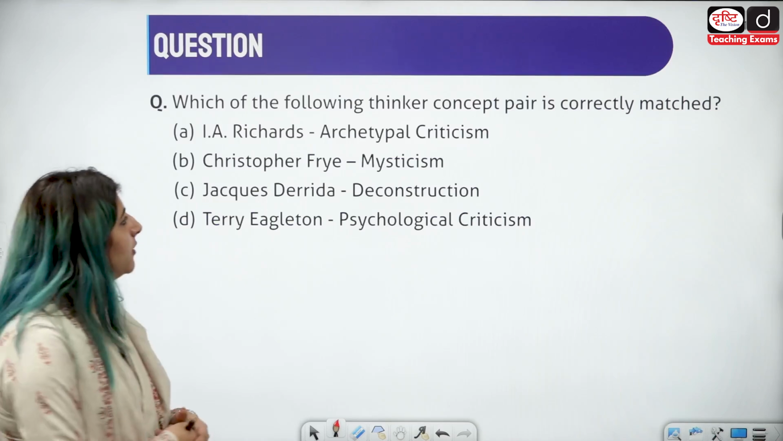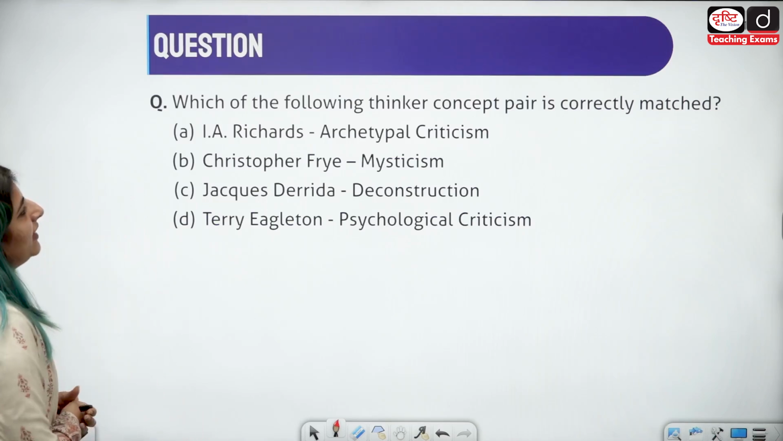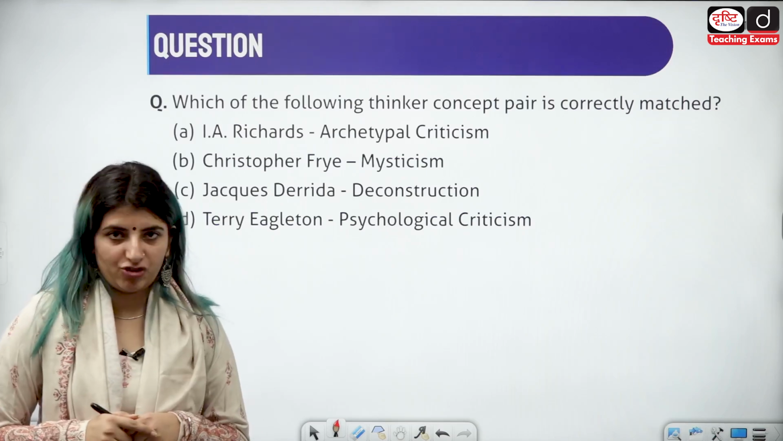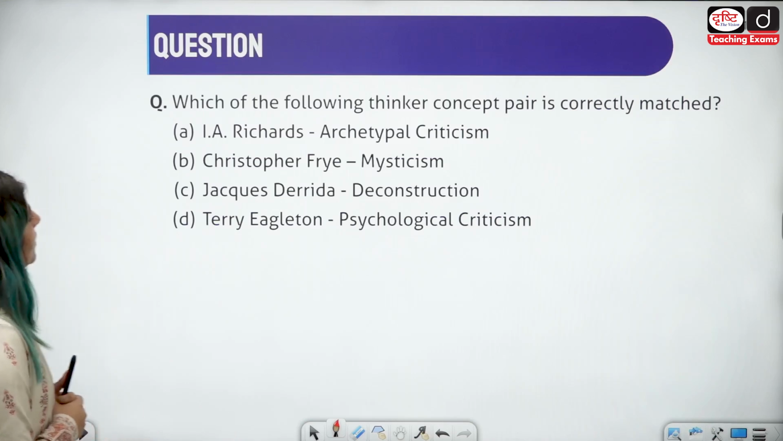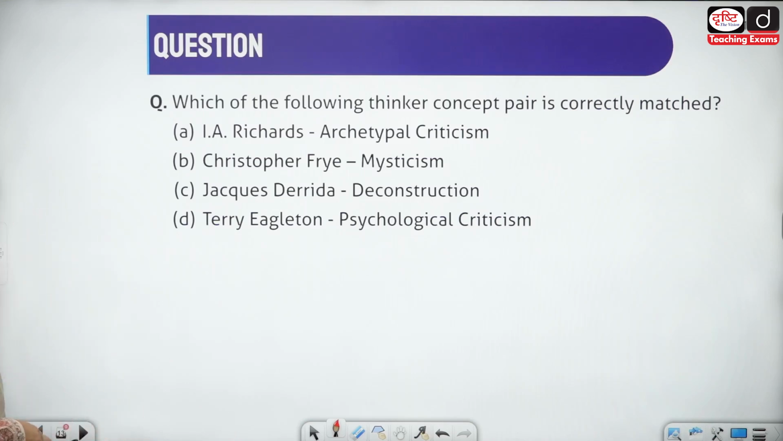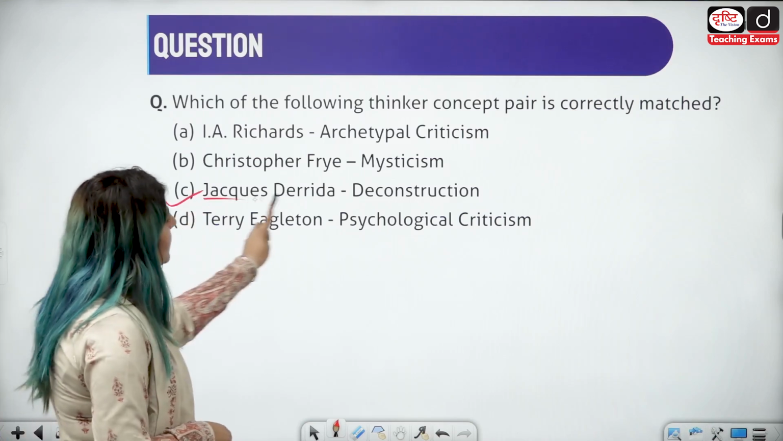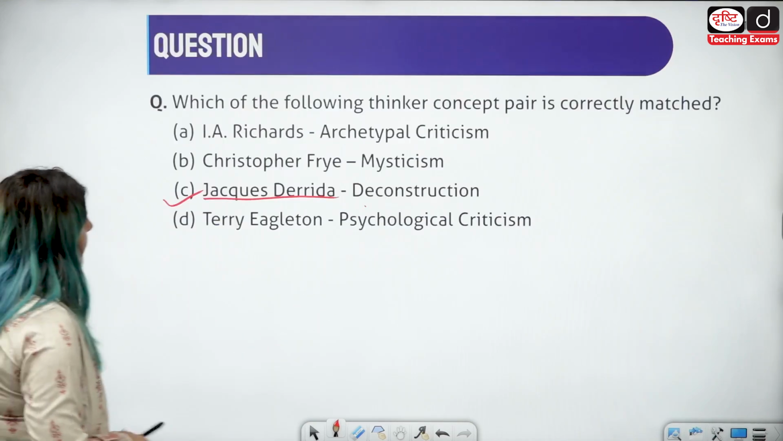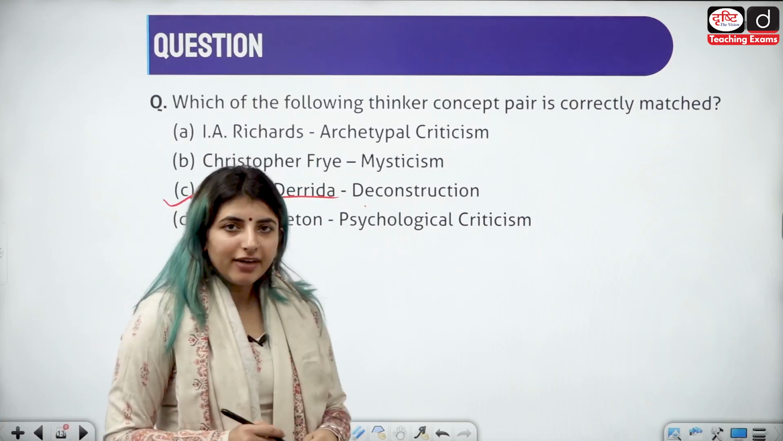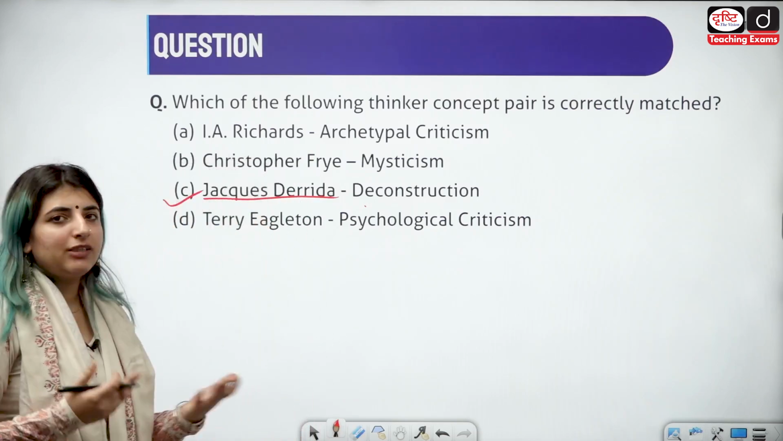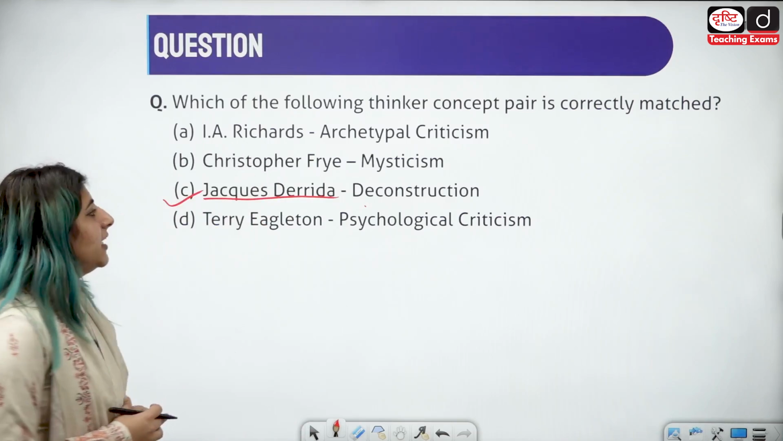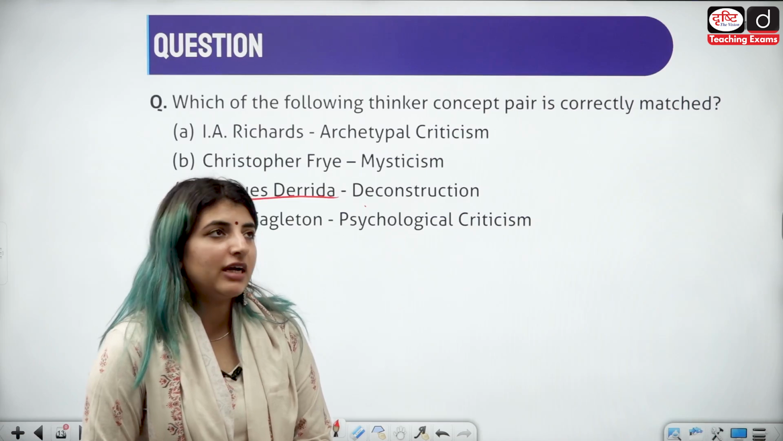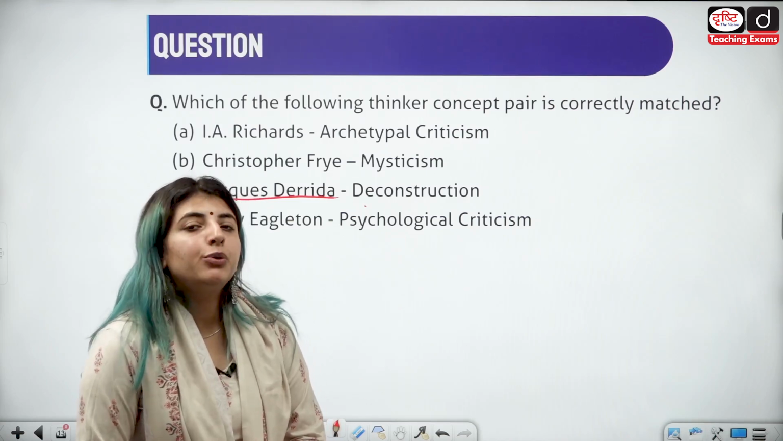The last question for today is which of the following thinker and concept pair is correctly matched? Very easy question. The answer to this question is, of course, Jacques Derrida, who is associated with the school of deconstruction. So option C is the correct answer. Correct? So I.A. Richards is associated with practical criticism. Then we have Terry Eagleton. He is not associated with psychological criticism. Not at all, but rather some sort of Marxist point of view he has.